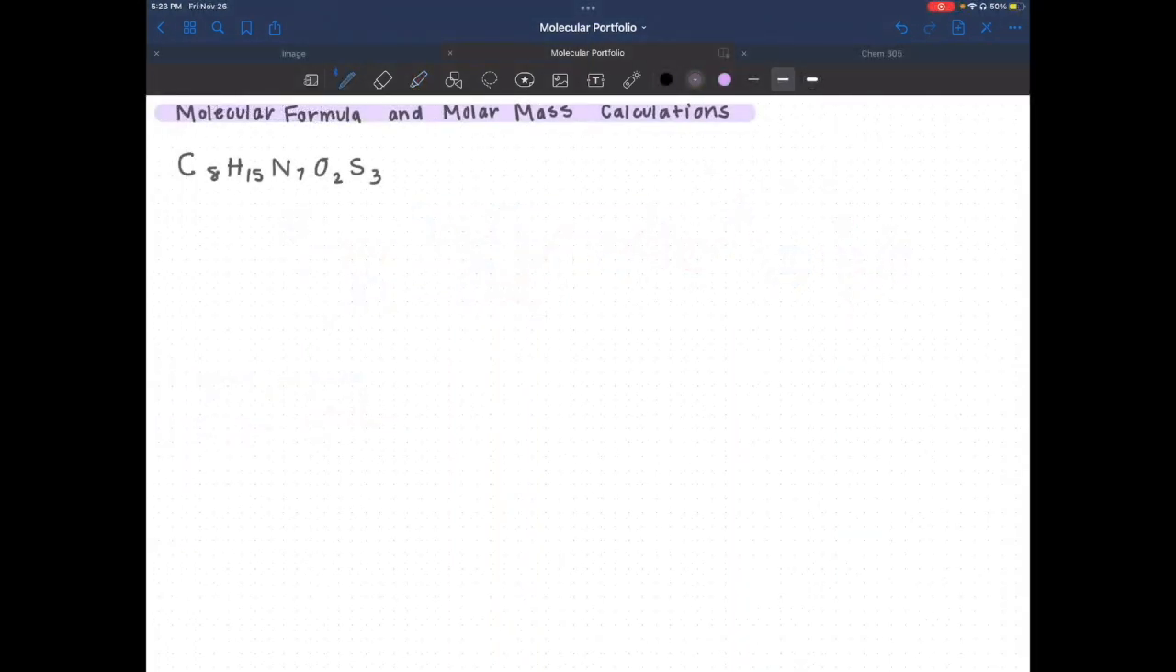For this portion of the project, I will show you the molecular formula and the molar mass calculations for my drug famotidine. So the molecular formula for my drug famotidine is C8H15N7O2S3. And now I will show you the calculations for the molecular weight. So we will use the atomic weight from each element on the periodic table to calculate the molecular weight for the drug. As we can see from the molecular formula, we have 8 carbons.